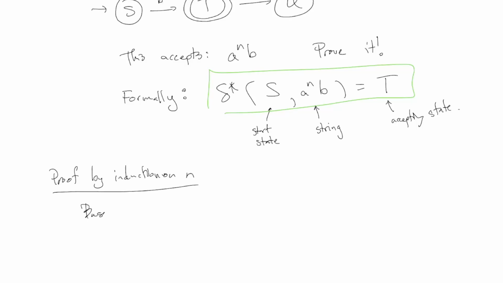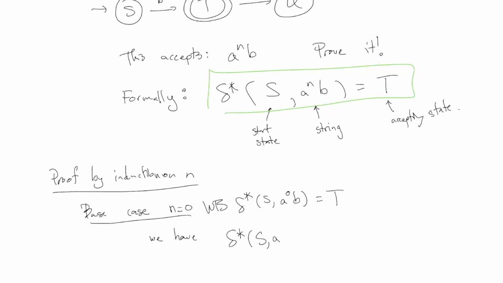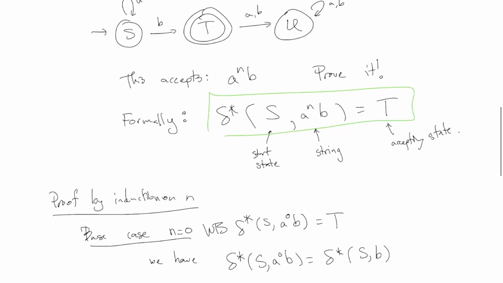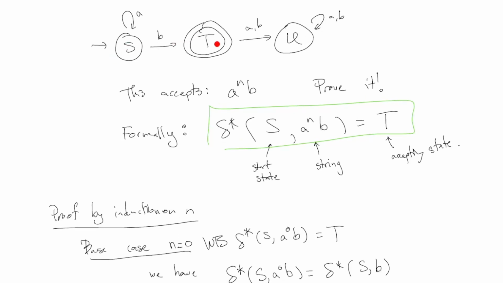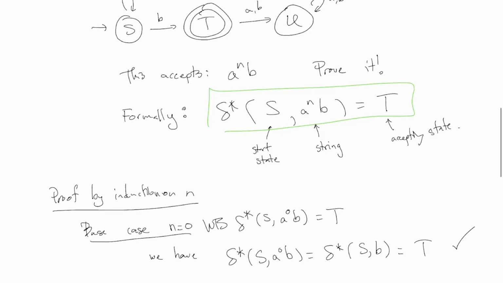All right, we start with the base case, which is N equals 0. So what I want to show is that delta star S A to the 0 B equals T. And if you just write down what that means, it should be immediately obvious. This says delta star of S, and A to the 0 B is just the same as B, right? Because A to the 0 is like nothing, the empty string. And what is delta star of S B on the picture? That just means if I start in state S and I do B, it equals T. So the answer is T. Check. All right, the base case is done.